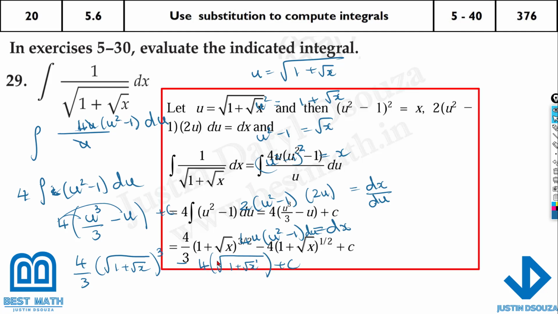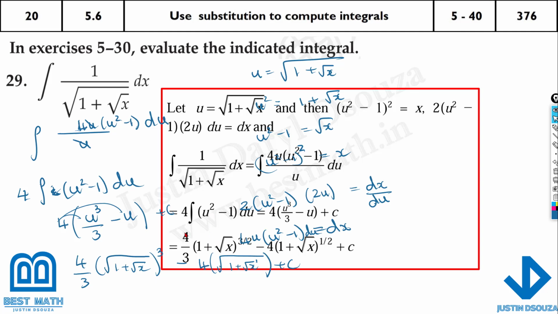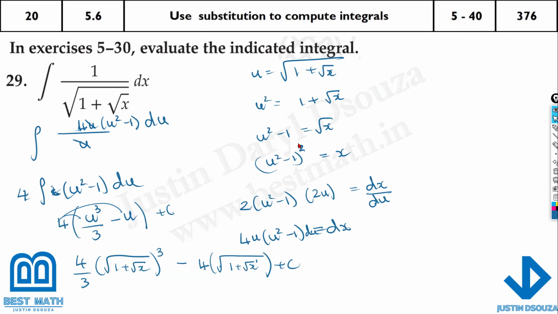Let's look into the answer. Yeah, it's 4/3. Now they have written power 3 by 2. Why is that? Because I've written the square root. That's absolutely fine. You can write the next step as power 3 by 2, it's up to you. Here they have written the answer as 4/3, not writing the square root, they have written 3 by 2. I've written the square root to the power 3. It's the same thing. And even over here, it's minus 4 times 1 plus root x, but here what they have done is the half power, plus c. So this is how we have solved this problem.